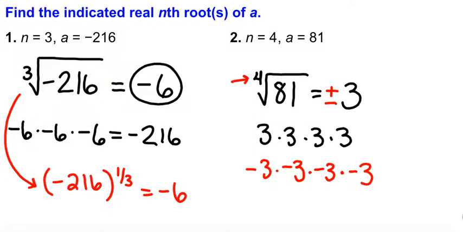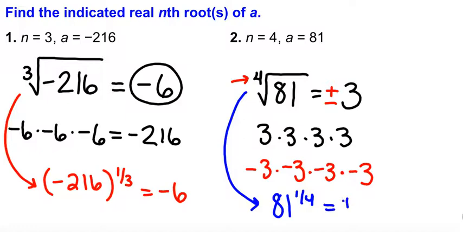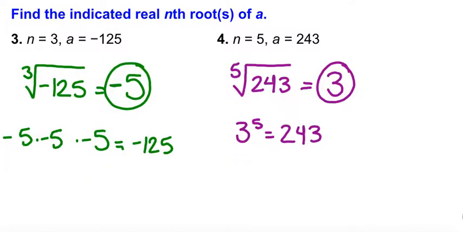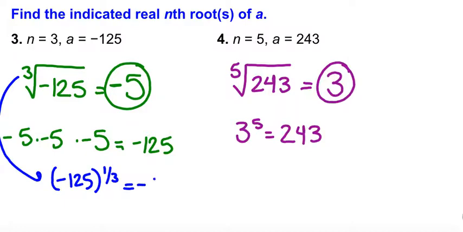If we look at number 2, the 4th root of 81 is the same thing as saying 81 to the 1/4 power, which is positive and negative 3. Looking at 2 more. Cube root of negative 125 is the same thing as saying negative 125 to the 1/3. And lastly, the 5th root of 243 is the same thing as saying 243 to the 1/5 power.